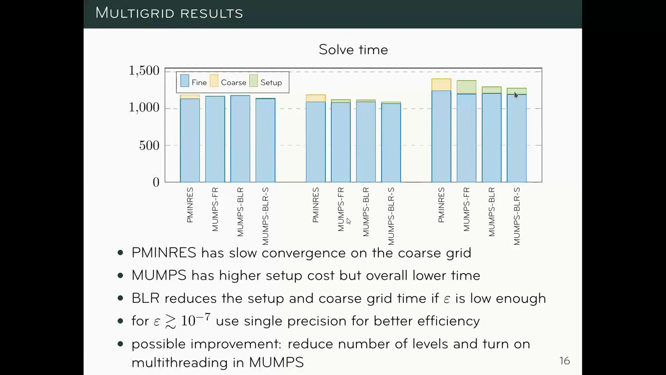And of course, now the question which is left to answer is, how do we reduce all the blue part? And maybe one idea that we can try to pursue is to reduce the number of levels and to find a good compromise between the complexity of the coarse level and the time spent on all the fine levels.